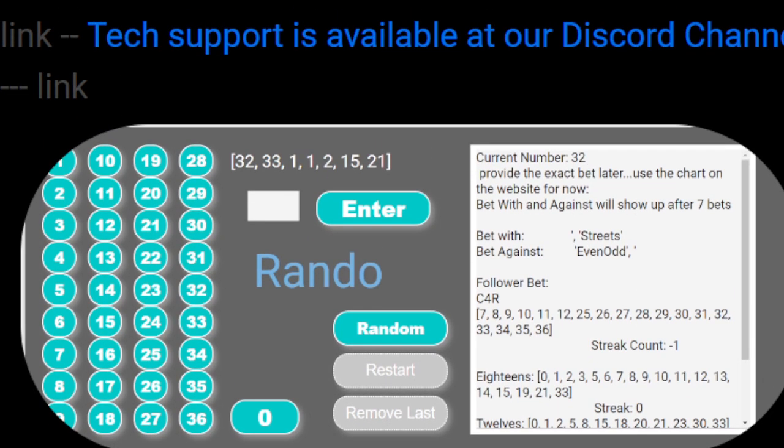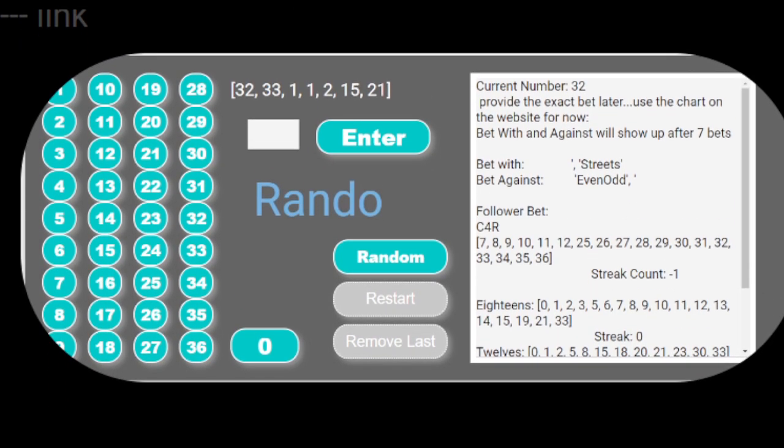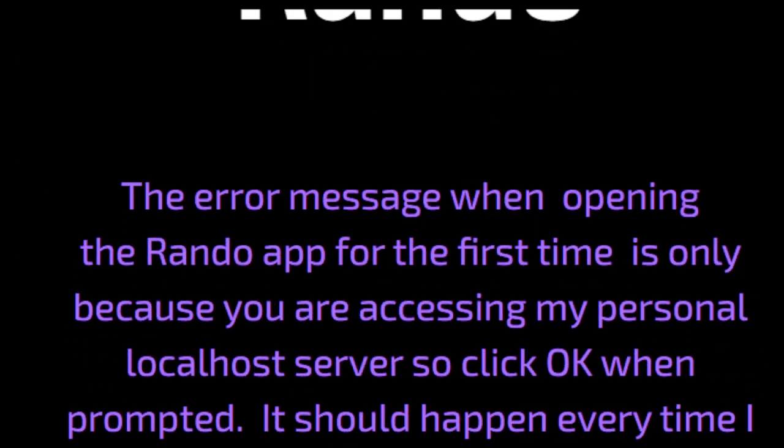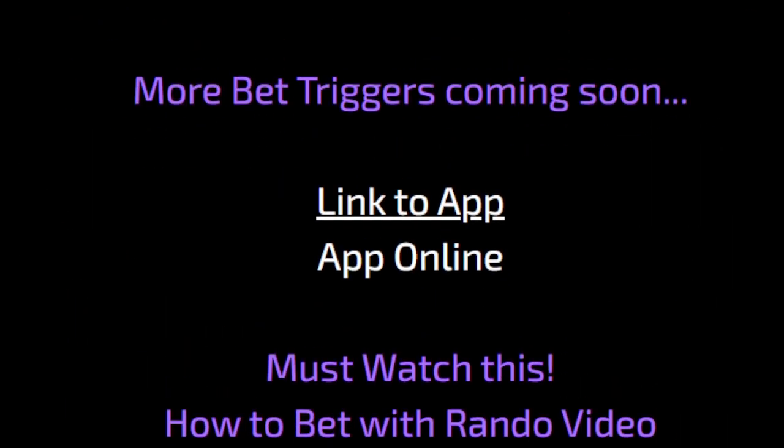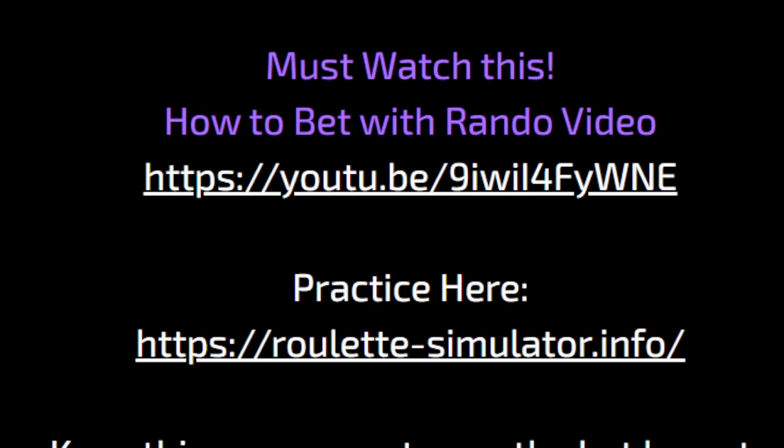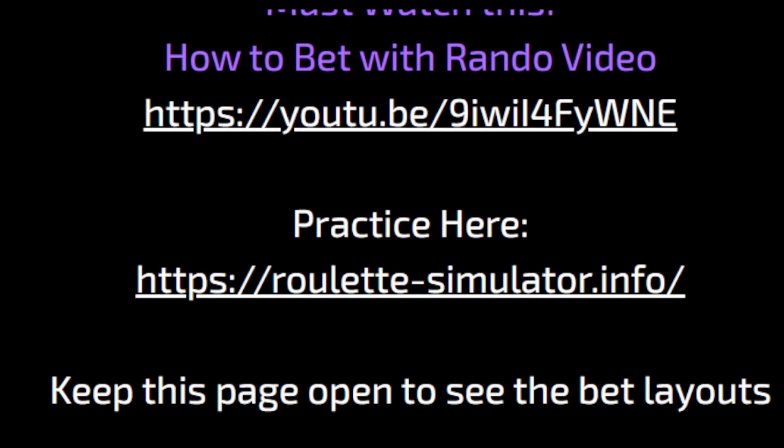You can either click directly on the Rando app picture itself, or go down to the link to app. I'm going to link a bunch of different videos where it says you must watch this video, and the last one I definitely want to talk about is roulettesimulator.info. Roulettesimulator.info is pretty awesome. It's where you can just play a roulette game for free.